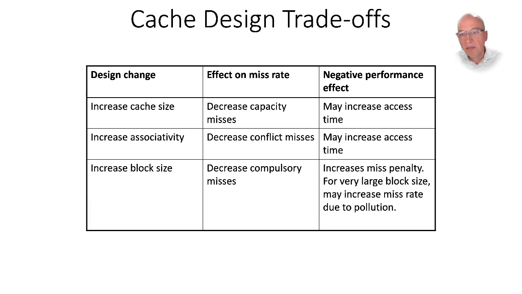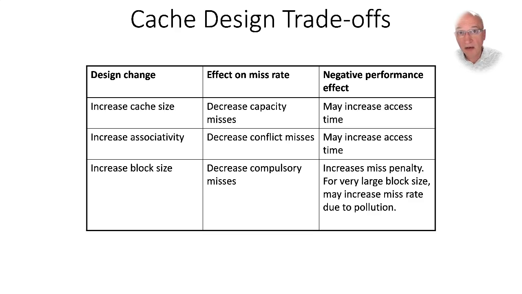I can increase the block size. Increasing the block size will decrease the compulsory misses because when I miss on one address, I'll bring in many more words from the memory because of that miss. So one way that we can think about a larger block size is that I have this free prefetching, because more words that are likely to be used in the future are brought in.